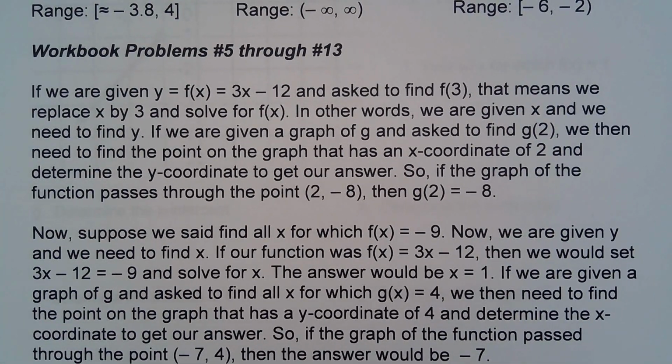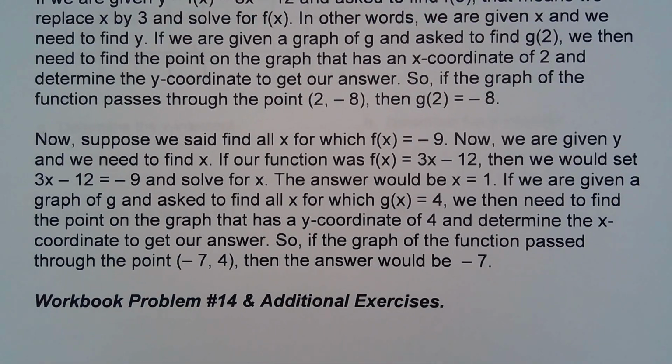If we're given y equals f of x equals 3x minus 12 and find f of 3, that means we replace x by 3 and solve for f of x. In other words, if we're given x, we need to find y. If we are given a graph of g and asked to find g of 2, then we need to find the point on the graph that has an x-coordinate of 2 and determine the y-coordinate to get the answer. So if the graph, the function, passes through the point (2, -8), we just read off the y-coordinate to get our answer. g of 2 would equal -8.